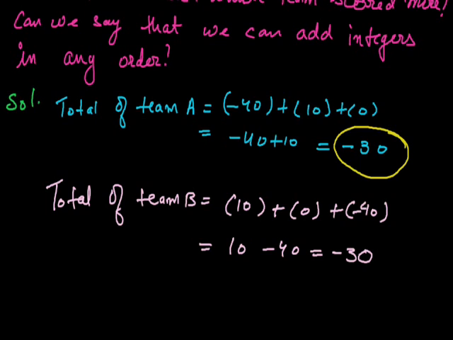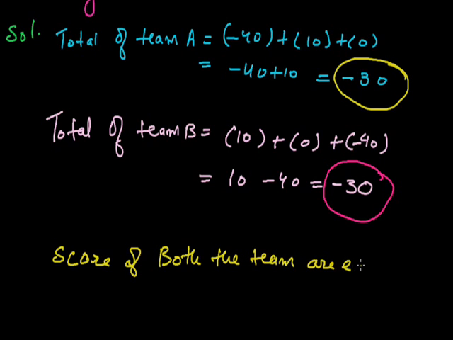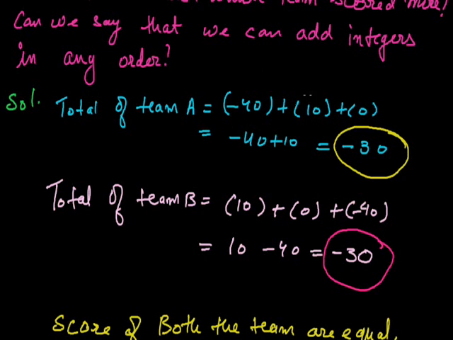So the total score of team B is also -30. So we can say that both the teams have scored equally. So the scores of both the teams are equal. Now in the second part, it is being asked, can we add integers in any order?